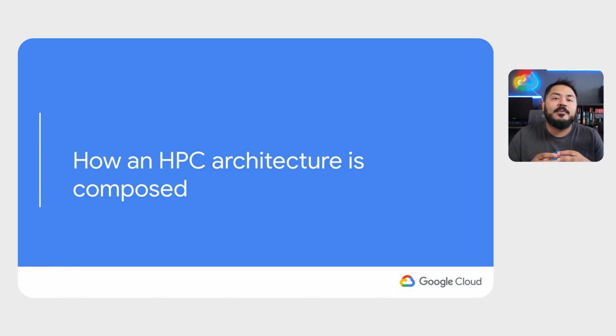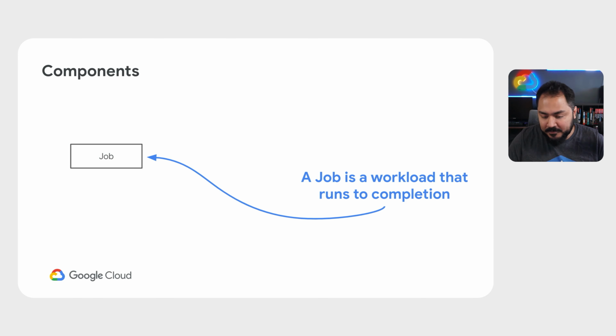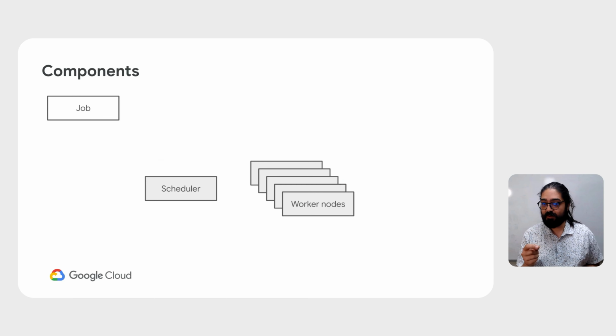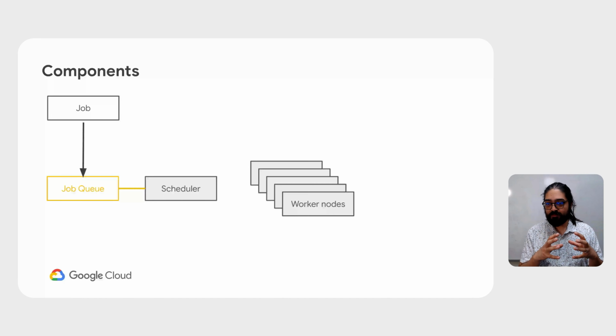In this section, we'll talk about how an HPC architecture is composed. So we're going to start with a job, which is a workload that a user submits to a batch system. And this is a workload that runs to completion. The job is generally submitted to a job queue, which queues incoming jobs and gates them towards submission to a scheduler, which then finds capacity for them to run. So in this case, when the job is submitted to the job queue, it sends it forward to the scheduler, which will find capacity within your cluster or your batch processing system to find worker nodes that can do the work that is required for this job to complete.